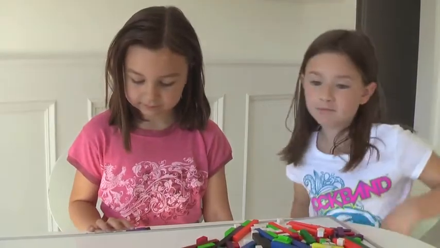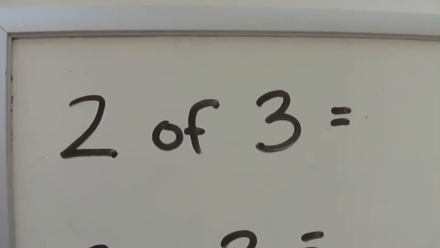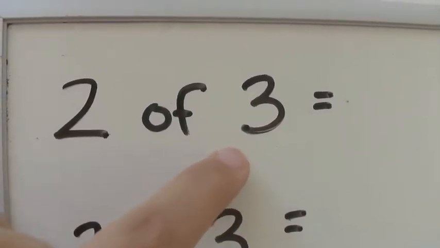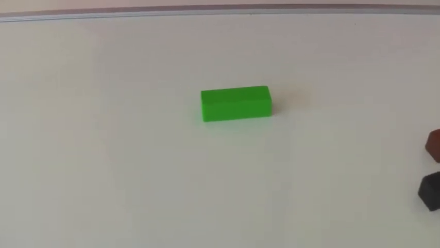Now, I think you've already been watching some of our videos and you might already know this, but let's pretend you don't, okay? Let's look over here. You see this top part? It says 2 of 3. So that means you're going to get 2 of the 3 rods. Can you show me 2 of the 3 rods?